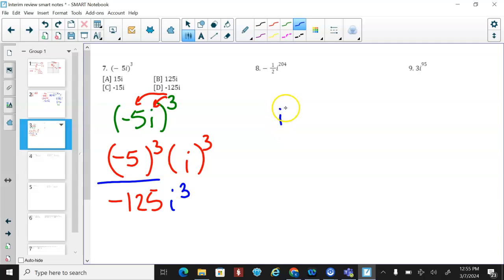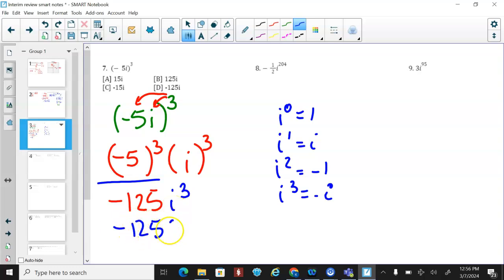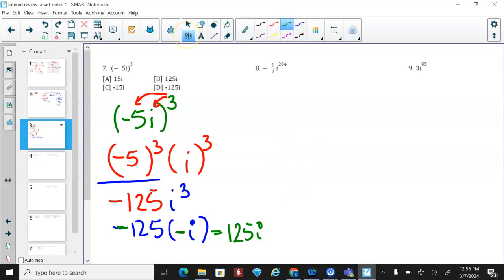Now we remember that i to the 0 power was 1, i to the first power was i, i squared was negative 1, and i cubed was negative i. So we can replace that i cubed with negative i. Now, negative 125 times negative i, negative times negative makes a positive, so your answer is going to be 125i. Okay? All right, now question 8.